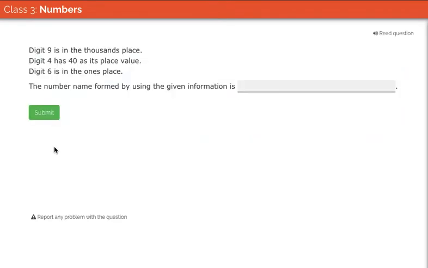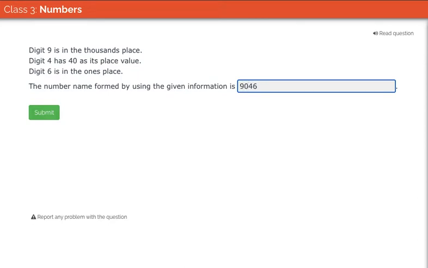Great! Magnificent! This 9 is in the thousands place. The digit 4 has 40 as its place value. 6 is in the ones place. The number name formed by the given information is... So 9 is the biggest. 9,000, 4, and then 6. Wait, we're missing one place value, 100. Let's label it as 0.